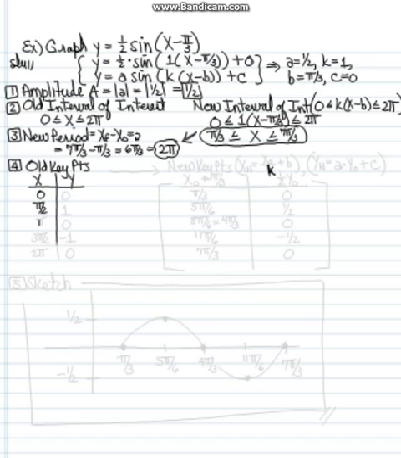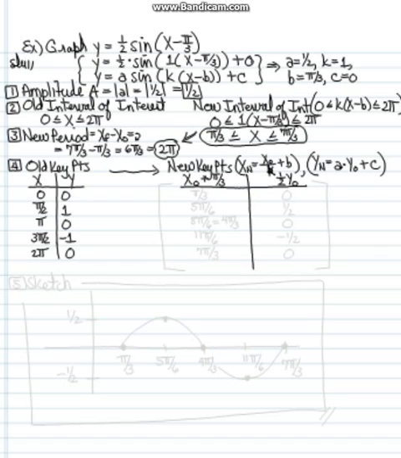Now our old key points for the sine function are, of course, for the x values, 0, pi over 2, pi, 3 pi over 2, and 2 pi. And the corresponding y partners are 0, 1, 0, -1, 0. Our new key points will be acquired by the following. x new equals x old divided by k plus b, and y new equals a times y old plus c. So applying the appropriate k, a, b, c, we get x new equals x old plus pi over 3, and y new equals 1/2 times y old.